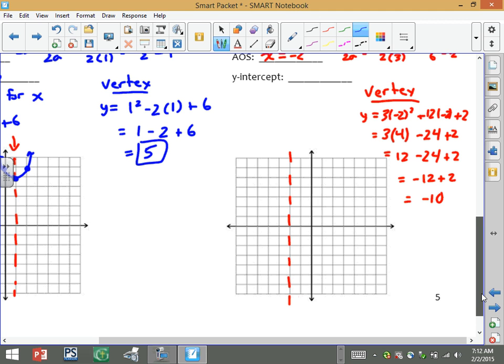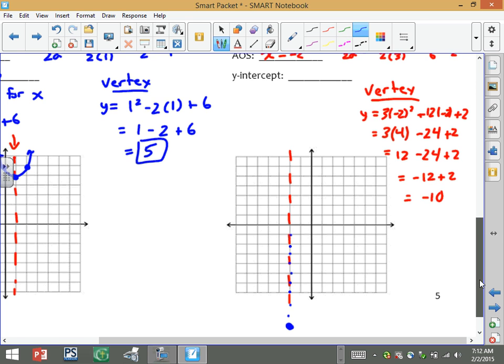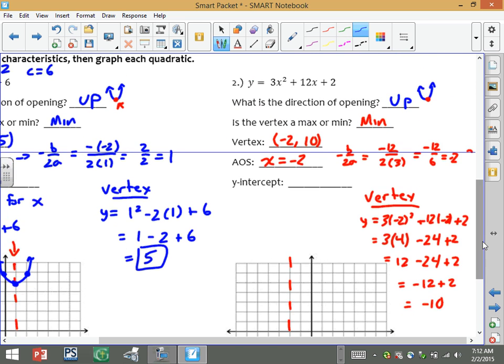We're going to have to go down a little ways. So 1, 2, 3, 4, 5, 6, 7, 8, 9. How about somewhere about right there? We're going to have to kind of guesstimate. And then we need to go ahead and find the y-intercept. Remember, this is where we're going to plug in x equals 0.